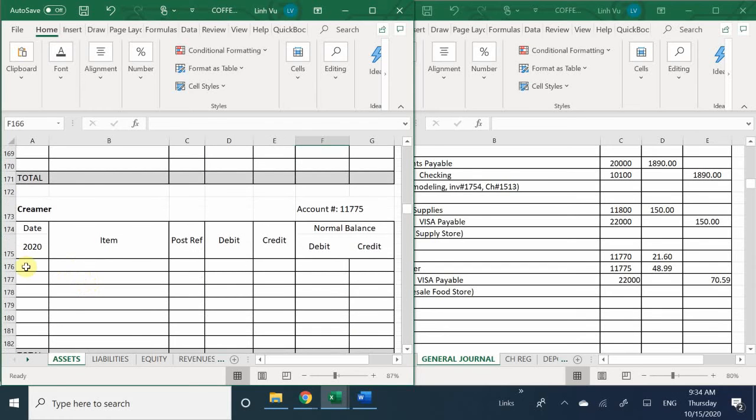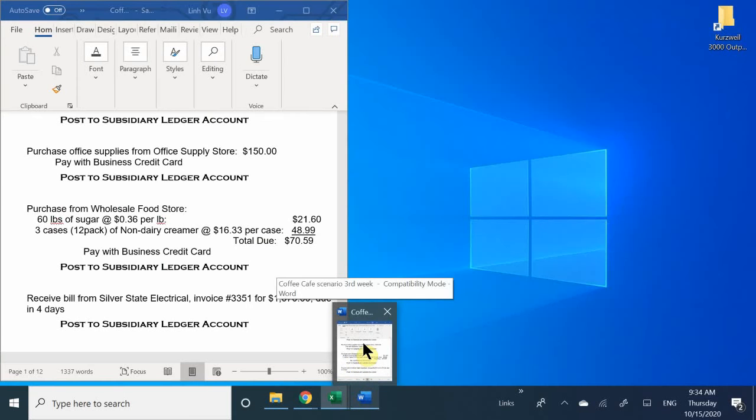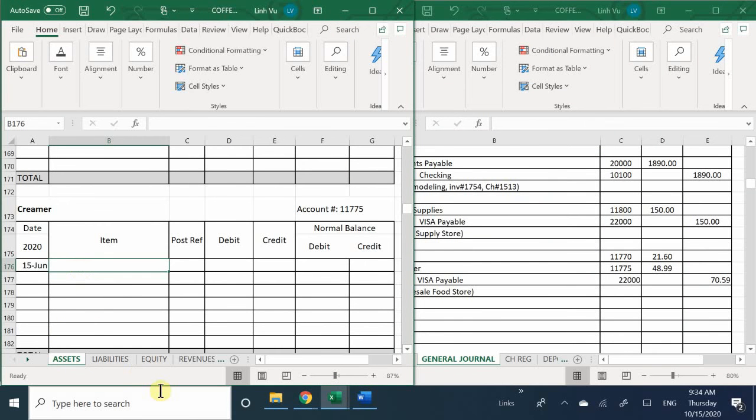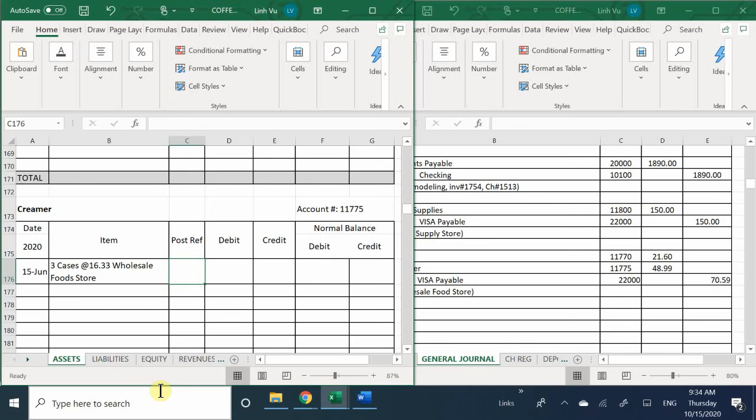Then I'm going to go down to my creamer and do the same thing. June 15. But what is going to be under my items? The same thing again. It's from the same wholesale food store. And then three cases of creamer, so 3 cases at 16.33, wholesale food store. All right. My post reference, 5. And 48.99, making my debit balance also 48.99.